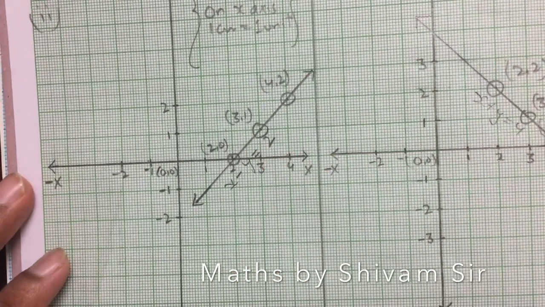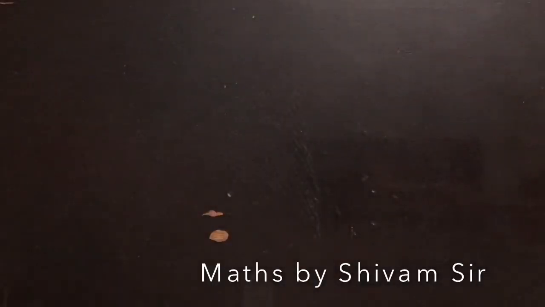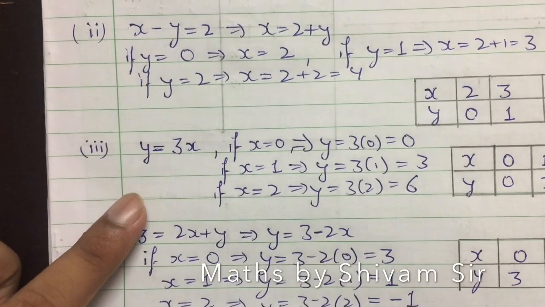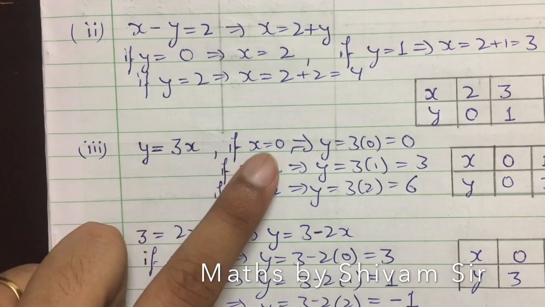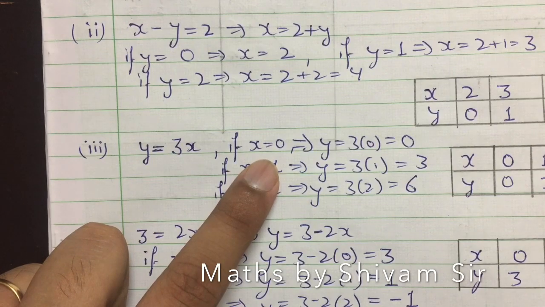This is a proper way to represent an equation graphically. So next, minimum 3 solutions you have to require. So next is y is equal to 3x. So if y is 3x, then for every different value of x we have different value of y. So x is equal to any 3 values you can choose.